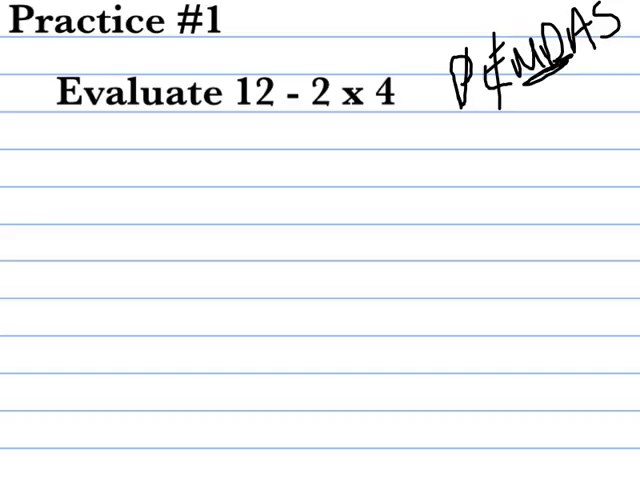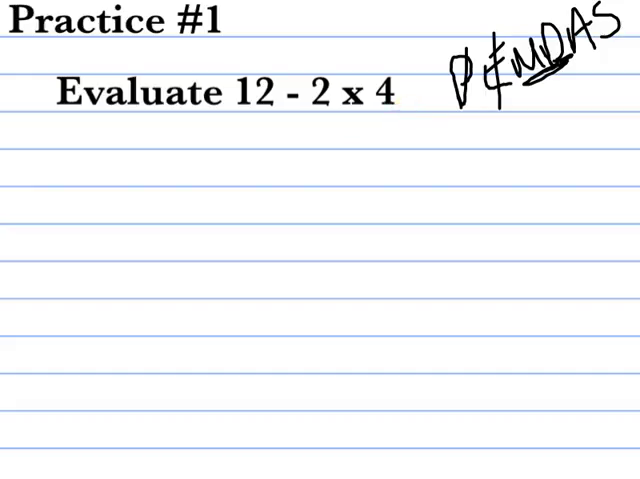I hope you said multiplication, because we have a multiplication sign right here. So that means we need to do it first. But wait, it's not at the beginning of the problem. This is why we have order of operations. We need to multiply 2 times 4 first, even though it doesn't come first in the problem.